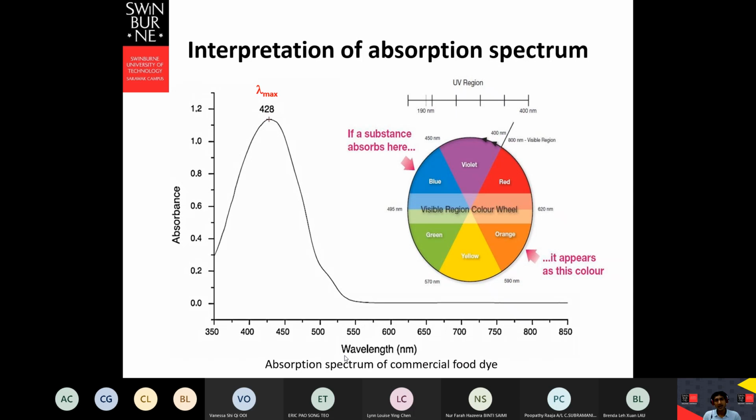All right, so now, why do we exactly see the color that we see? For example, a commercial food dye. Because of its character, we do not know what the food dye is, but it should be a very big molecule, not a small molecule. It's a big molecule, and it absorbs light. The maximum absorption happens. Why does the absorption happen? Can anybody tell me why the absorption happens?